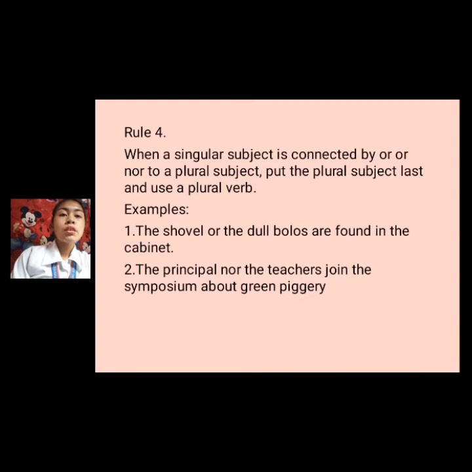Rule number 4. When a singular subject is connected by or or nor to a plural subject, put the plural subject last and use a plural verb. Example: the shovel or the dull bolos are found in the cabinet. Second example: neither the principal nor the teachers join the symposium about green piggery.